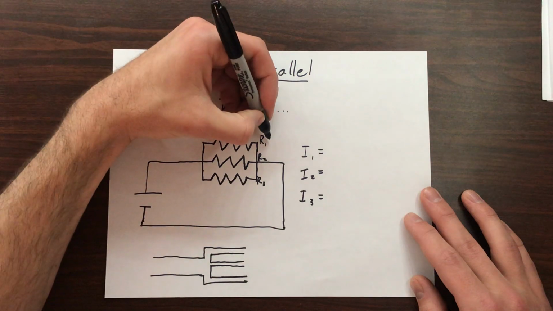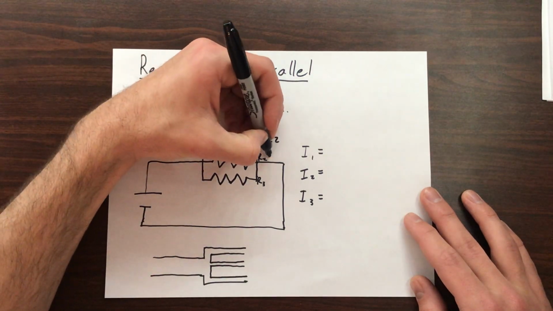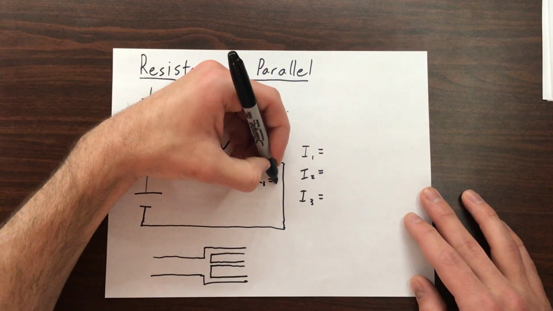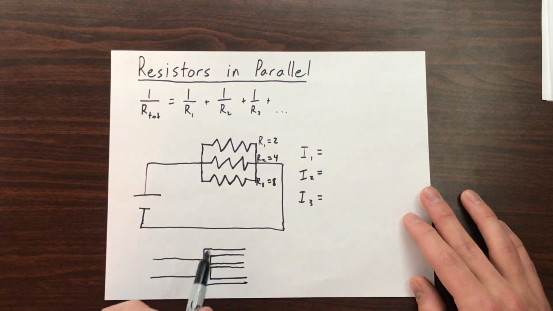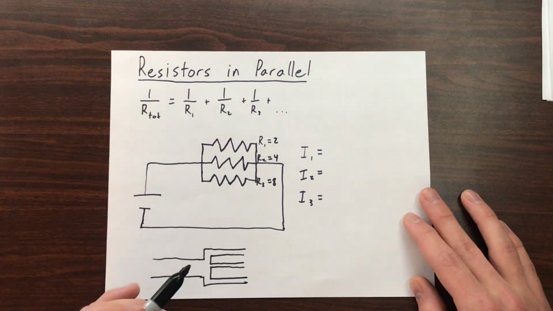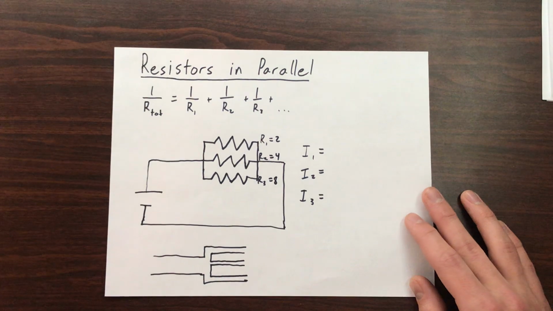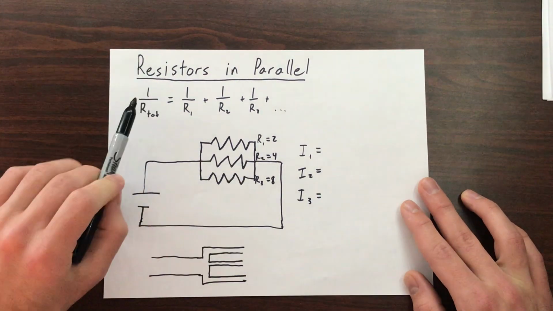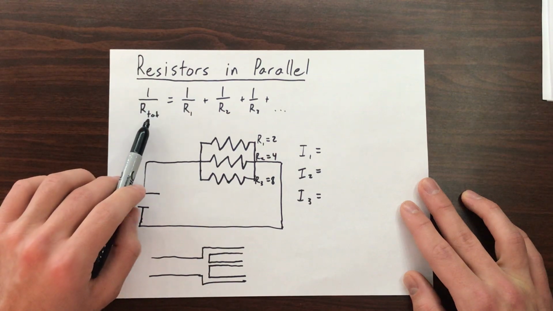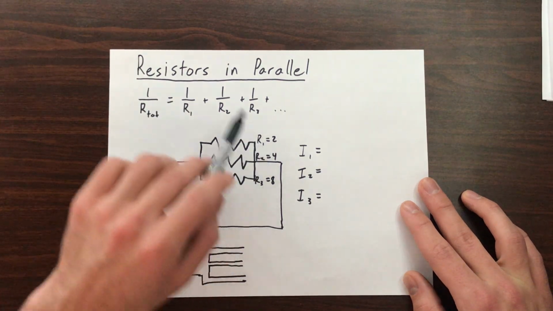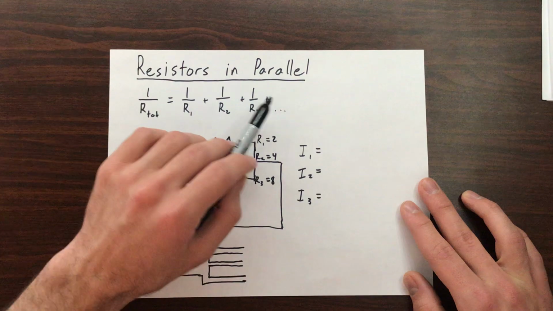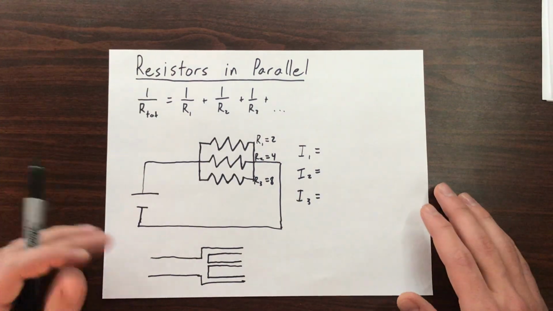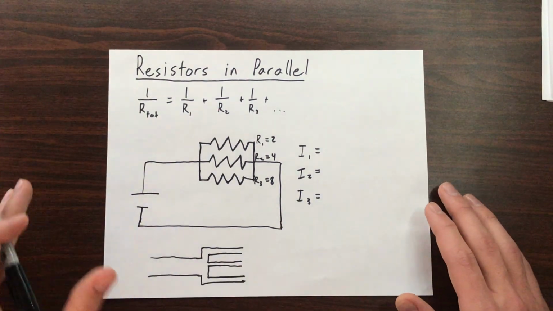So again, let's give some values. We'll say 2, 4, and 8 again. Okay, that means that the total resistance has to be less than 2. It has to be less than the smallest resistor. And the way that this kind of works out with the math is, this is the equation that we're going to use. So 1 over the R total is equal to 1 over R1 plus 1 over R2 plus 1 over R3 plus 1 over however many resistors you have in parallel, okay?